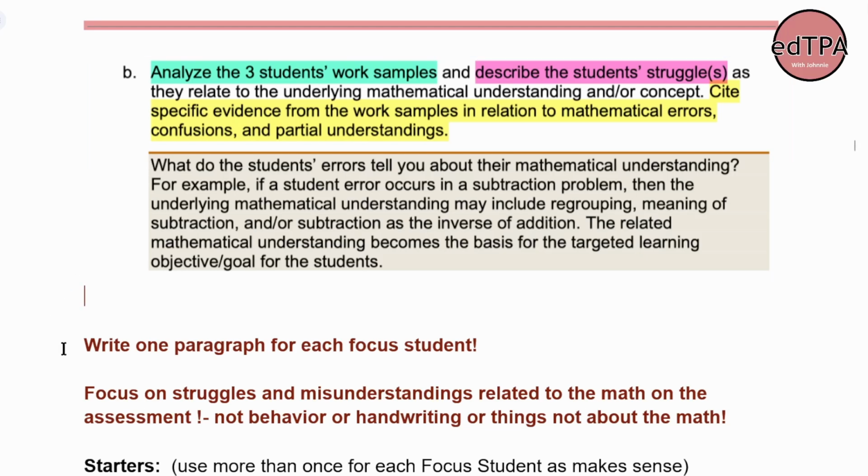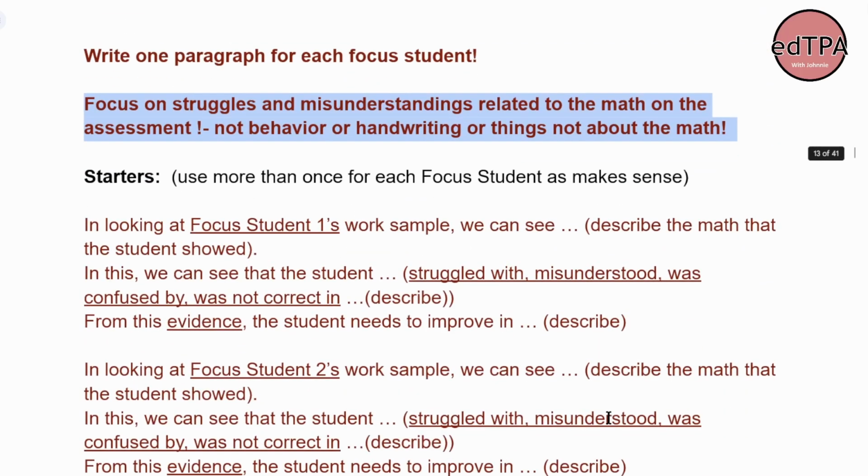So I'm going to suggest writing 1 paragraph for each focus student. Don't just bundle them all together. And then you want to focus on their struggles and misunderstandings related to the math on the assessment, not about their behavior or handwriting or things that are not about the math. Okay? Be careful with that. Some starters for you.